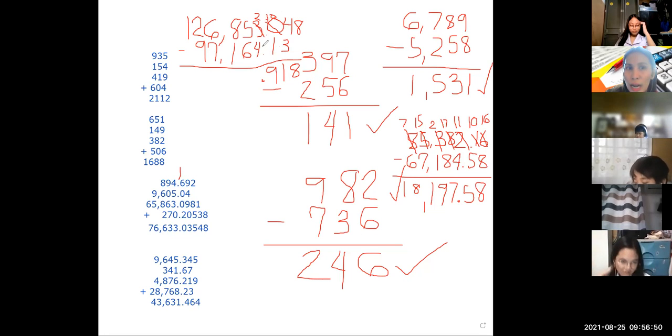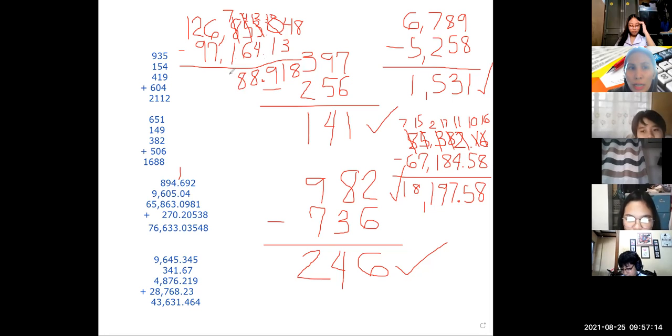2 cannot be subtracted. 2 has to increase. 2 becomes 12 and 5 here becomes 4. 12 minus 4 is 8. Okay. Again, 4 has to be increased. 14 minus 6, we have also 8. 7 minus 1, it's 6.